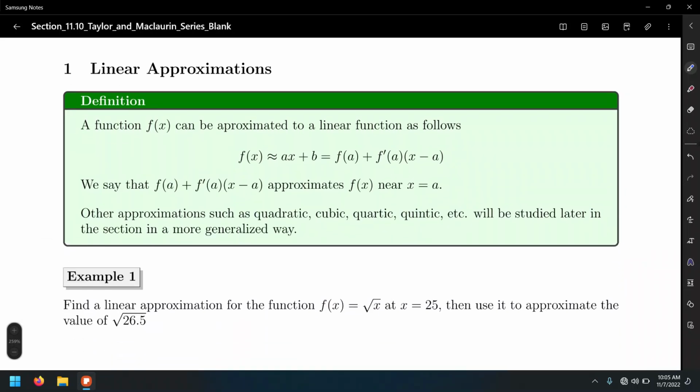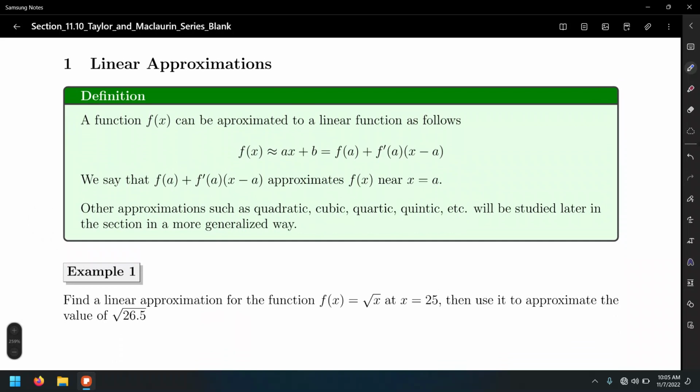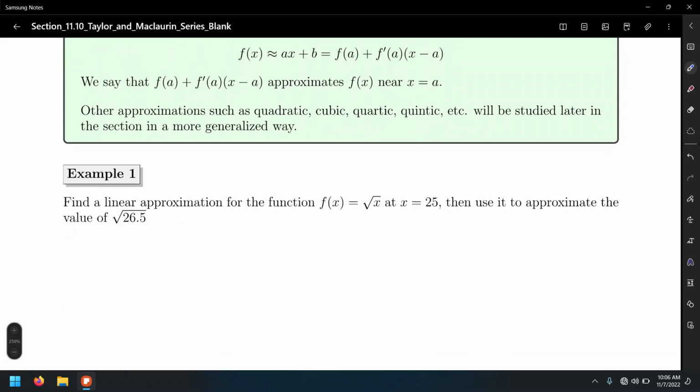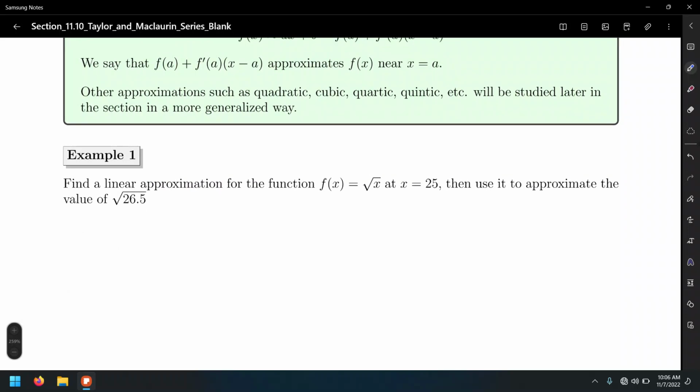But number one, let's do a brief review of what you did back in Calculus 1. In Calculus 1, you did something called linear approximation, which is essentially finding the equation of the tangent line at a given point. We further use this linear approximation to approximate the values of some weird numbers without the use of a calculator. So let's look at one example from Calculus 1.